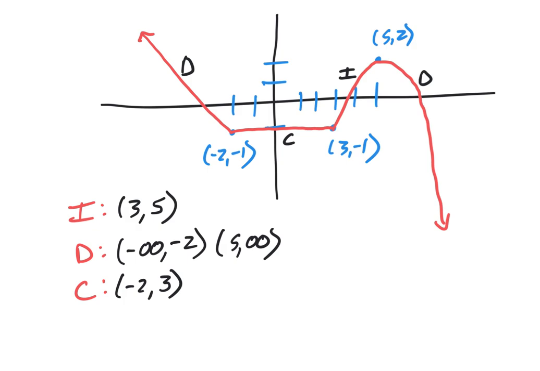We don't necessarily have to put that little U symbol in between. We're just stating all the intervals where it's increasing, decreasing, or constant. Okay. Questions on that one?